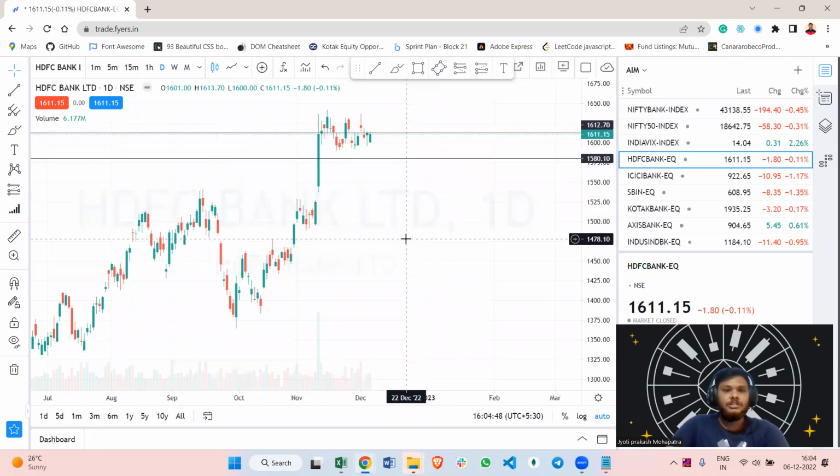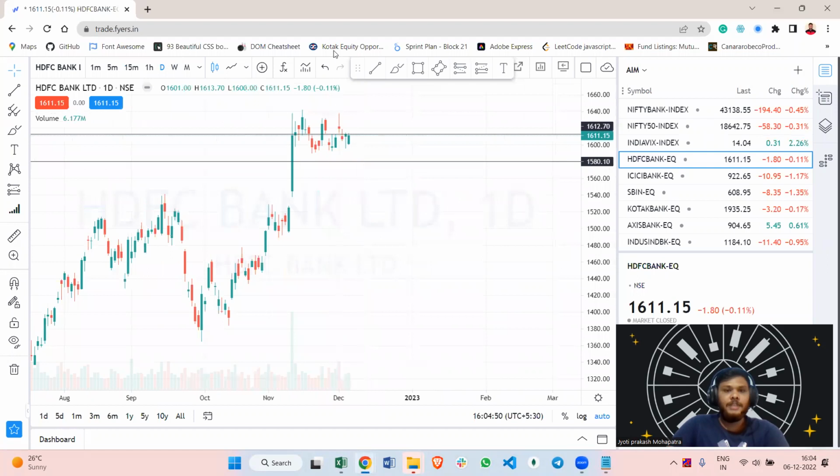So you can see that in HDFC Bank, the market today opens gap down and it took support from that 1600 level. And also I told you before, if it trades below 1600 or 1590 level, then you can expect some large selling pressure here. But it did not happen. It opens gap down and shows positive movement from there.